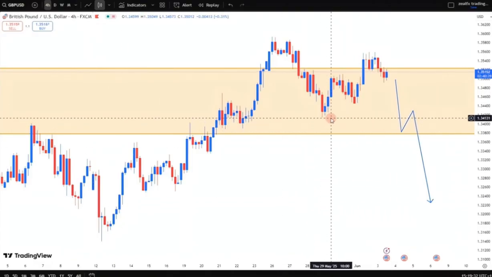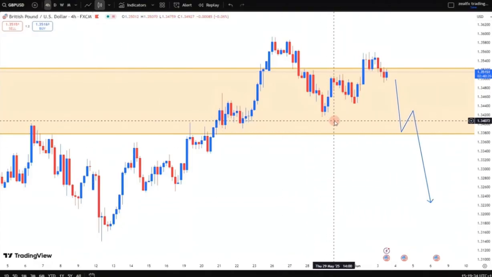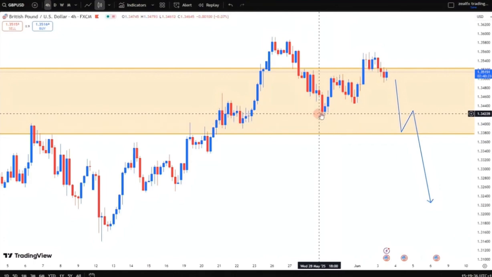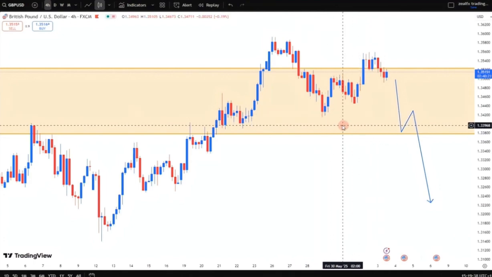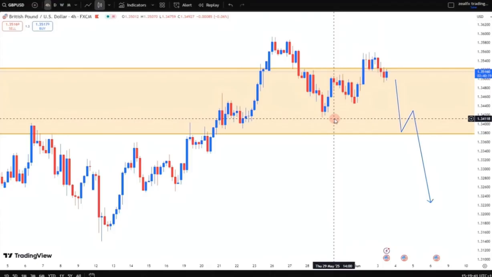If there's no break of price below this level, we stay out of the British pound USD, and wait to see a break of price below this level before we make any further decision on the British pound USD.